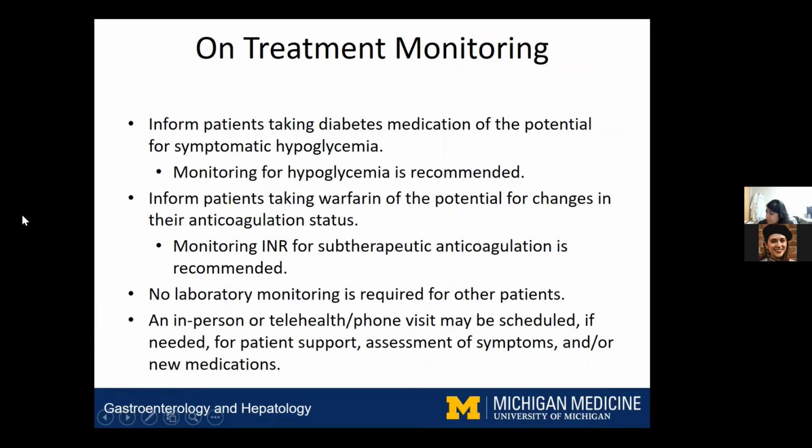I wanted to just end on a couple of notes about treatment and monitoring patients. It's really important when you are treating patients for Hep C, and this is really taken from the AASLD IDSA guidelines, to monitor patients with diabetes, to watch their finger sticks to make sure no hypoglycemia occurs with treatment, and taking medicines with or without food. Inform patients taking warfarin of the potential for changes in their anticoagulation status, specifically if the INR becomes subtherapeutic. And in-person or phone visits can be scheduled if needed for patient support to assess their symptoms and see how they're doing based on individual cases.